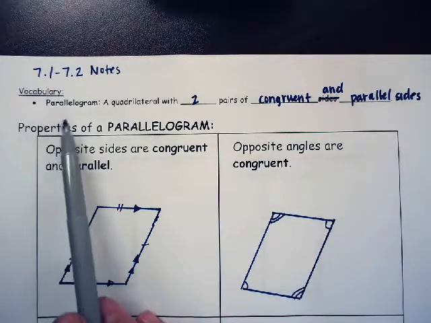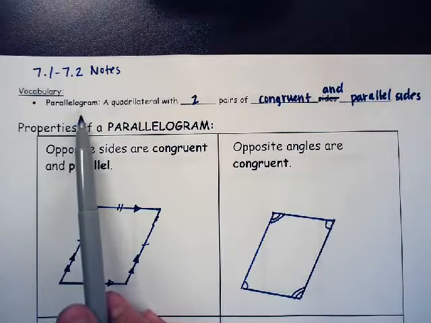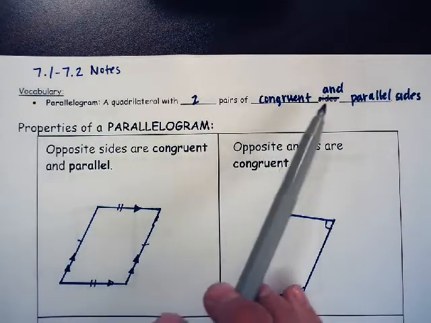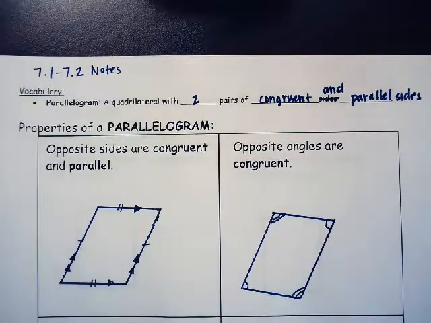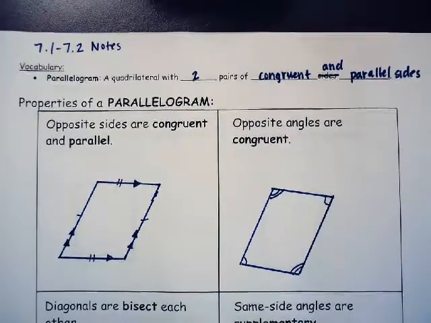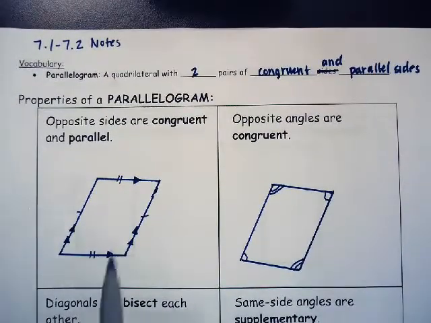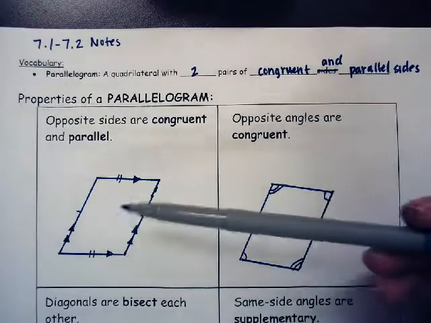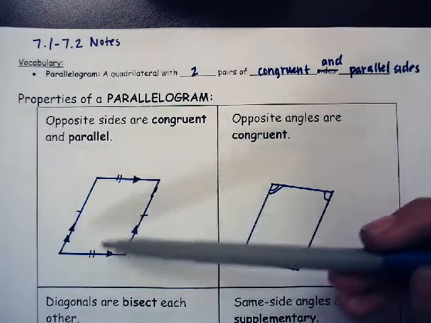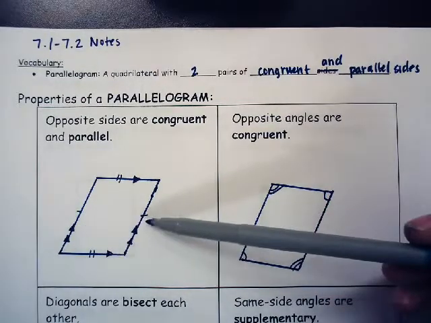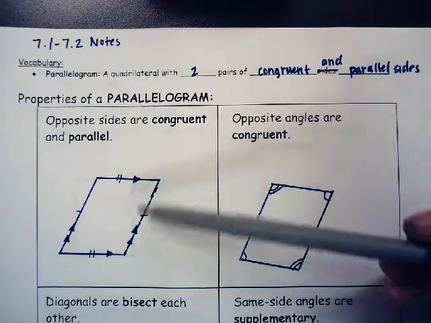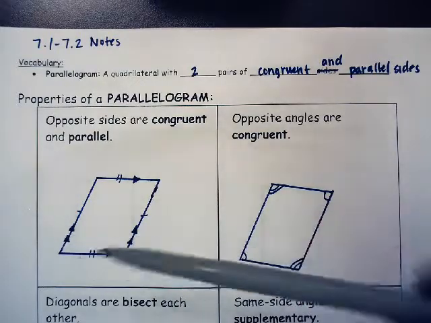Okay. So we're going to first talk about a parallelogram. It's a quadrilateral with two pairs of congruent and parallel sides. So I drew some properties down here of a parallelogram. Opposite sides are congruent and parallel. So if you look here, my opposite sides are congruent. Those two sides are congruent, and those two sides are congruent. And then they're parallel. This side is parallel to this side, and this side is parallel to this side.